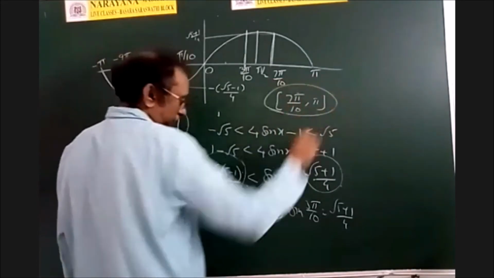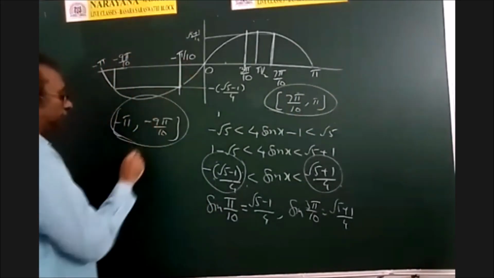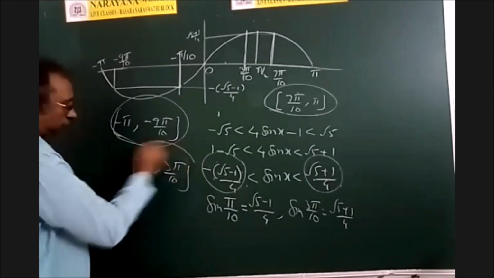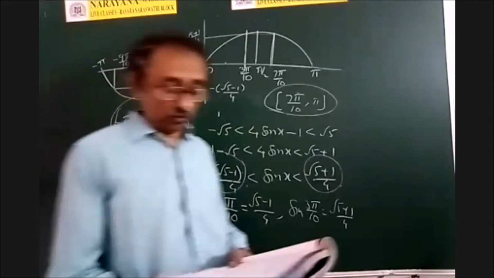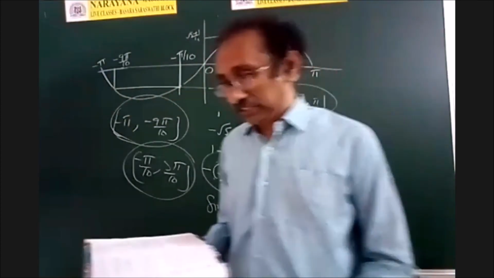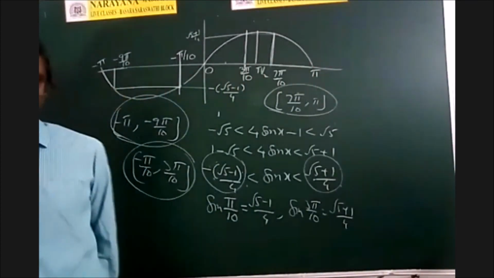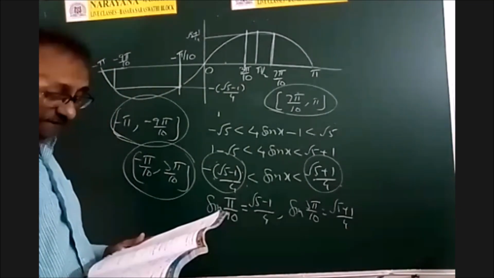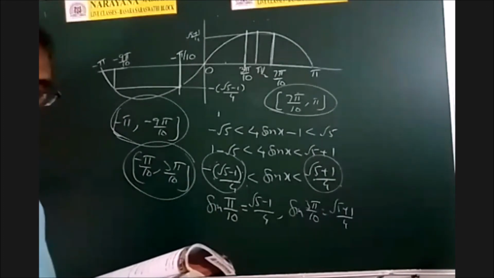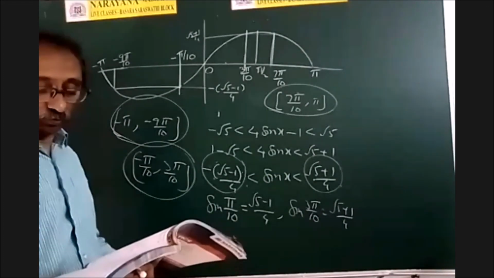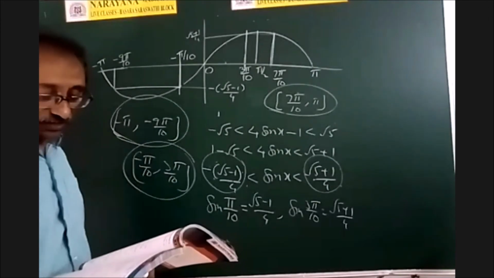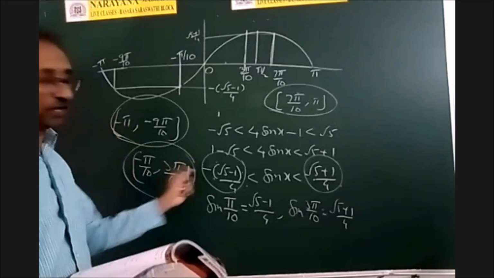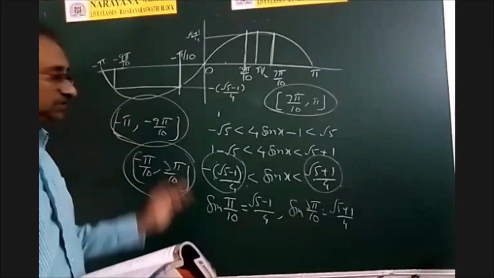And this is okay. And what is the required one? Minus pi by 10 to 3 pi by 10 is also okay. But he has given only one interval in that. Then the question may be like this. Question 40: the set of values of x in the open interval minus pi comma pi satisfying that inequality may be one of the following. So it is just one of the following.